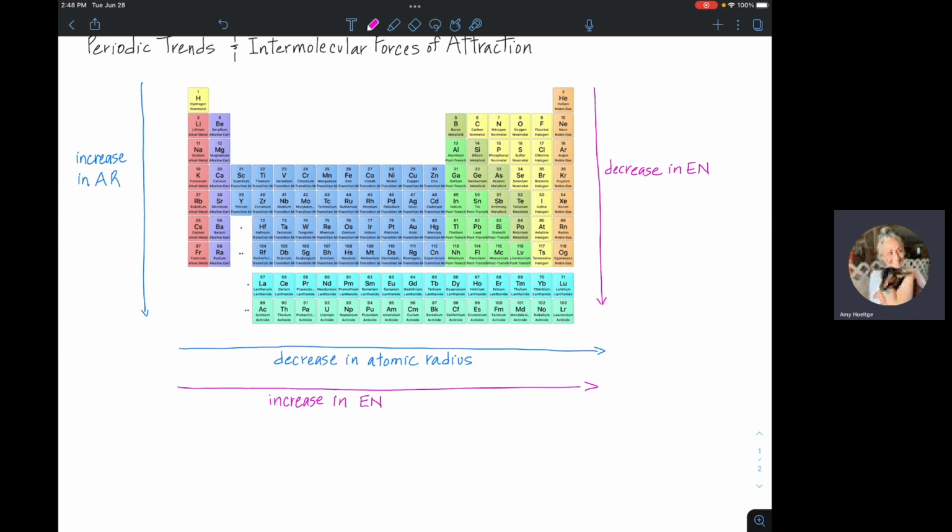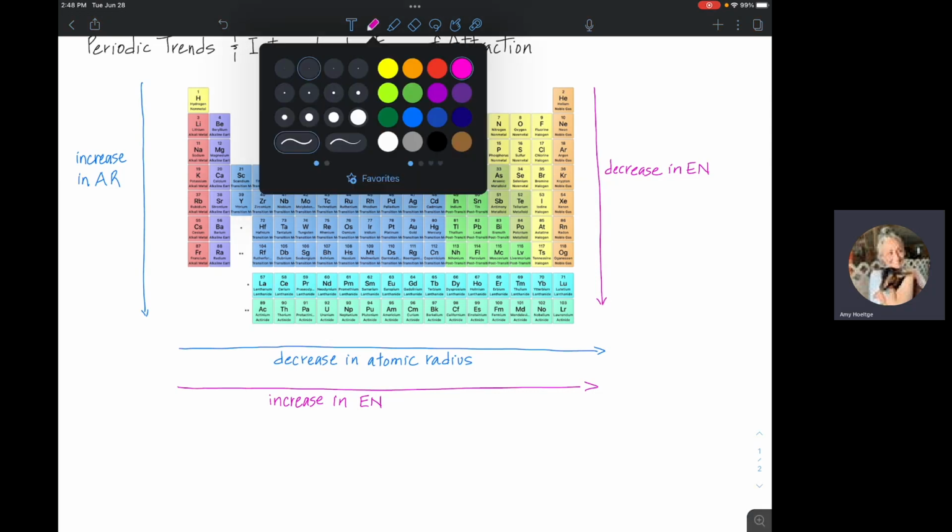fluorine of all the bonding atoms is going to hang on to its valence electrons the most fiercely. It's also going to be most attracted to somebody else's valence electrons if sharing electrons in a covalent bond. Cesium, of the bonding elements, will be the least electronegative. So in other words, it'll be most likely to donate its valence electrons. So these are the two major trends that are going to help us wrap our minds around some of these properties, these physical properties coming up.